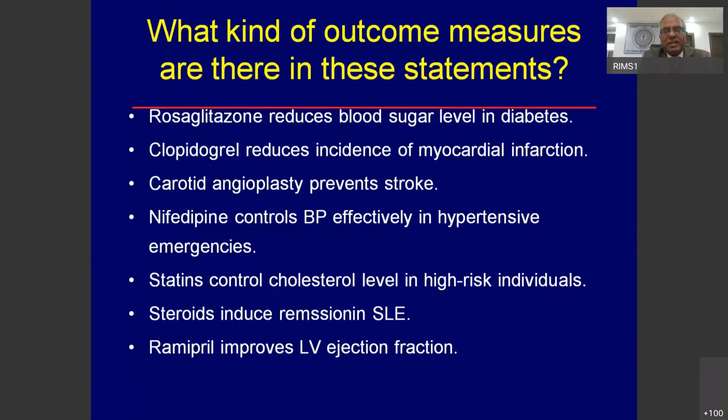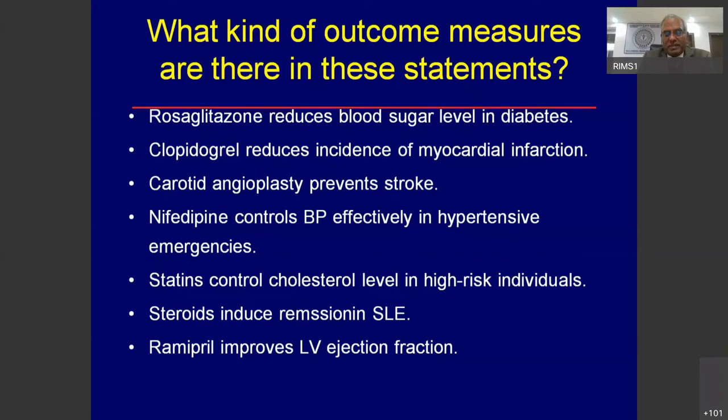Steroids induce remission in SLE. Remissions are dichotomous. Ramipril improves left ventricular ejection fraction. Continuous it is, I think. Ejection fraction can be a number. Fraction is a number, so it is continuous. Yeah, it is percentage, but it is a number. It can be 5%, 6%, 10%.